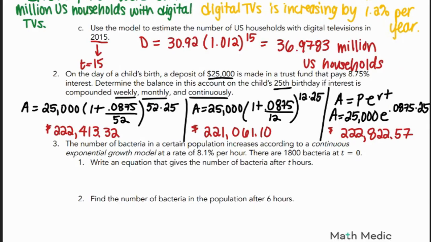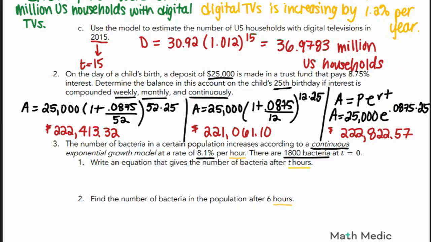All right, our last question is the number of bacteria in a certain population increases according to a continuous exponential growth model at a rate of 8.1% per hour. There are 1,800 bacteria at t equals 0. So when it starts, you have 1,800, and this is your rate, which we will change to a decimal. Write an equation that gives the number of bacteria after t hours. Notice that they are focusing on hours as opposed to years as the frequency of our compounding, and so all of these units are in hours as opposed to years.